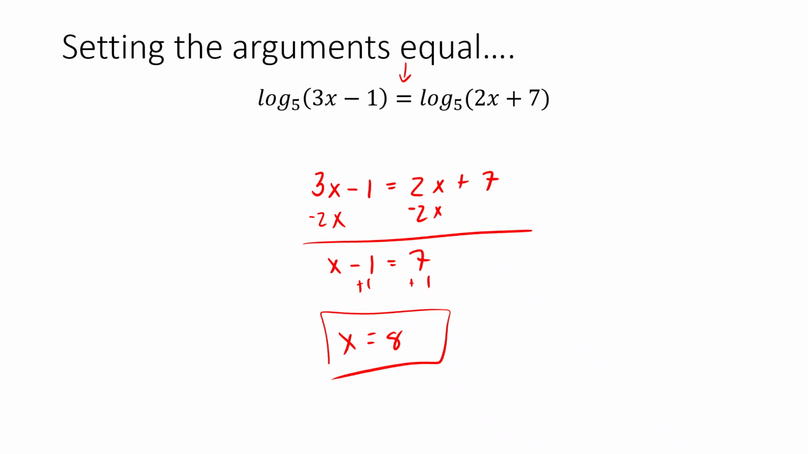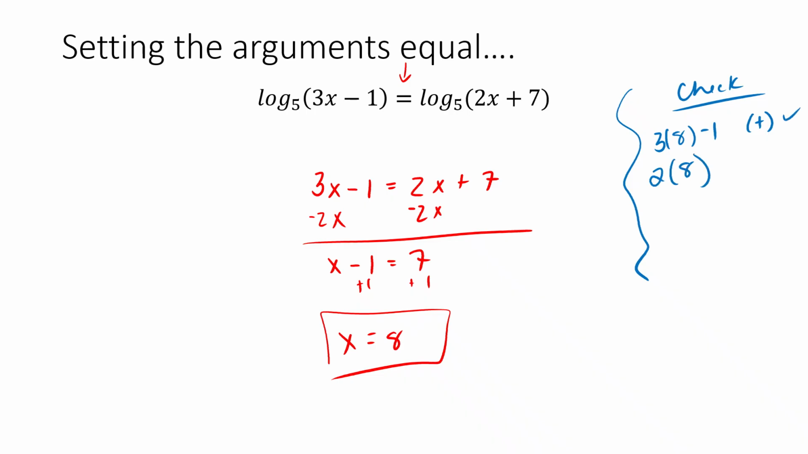Here's what the check looks like. You can do this in your head even, because again, we don't really care what the number is. What we care about is whether the number is going to be positive. So we would check 3 times 8 minus 1. Well, that's 24 minus 1. That is positive. And 2 times 8 plus 7 is all positive. So this does check. We just, again, want to take those answers, plug them back in, and make sure that every logarithm in the original equation will end up being the log of some kind of positive number.